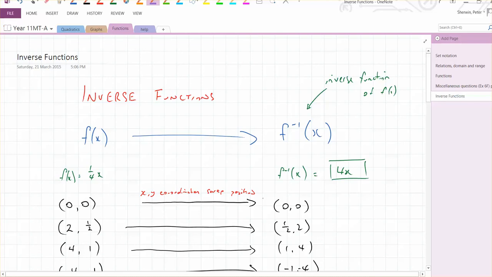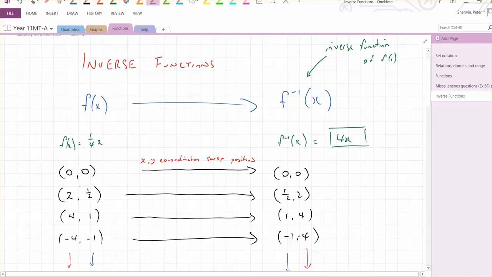I've just taken the example here of a function f of x equal to a quarter x, and taken some ordered pairs from that function. Just a few select ordered pairs: 0, 0; 2, a half; 4, 1. Just check that they fit this function. They satisfy that function definition. And what we're doing here is, for those 4 points, switching the x, y coordinates. They're changing places. So the 0, 0 obviously doesn't look any different over there. The 2, a half becomes half, 2. 4, 1 becomes 1, 4. Minus 4, minus 1 becomes minus 1, minus 4.